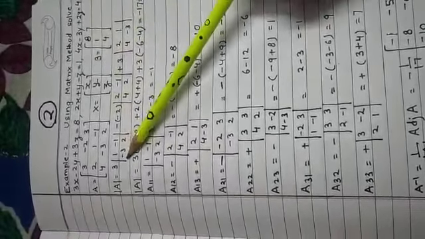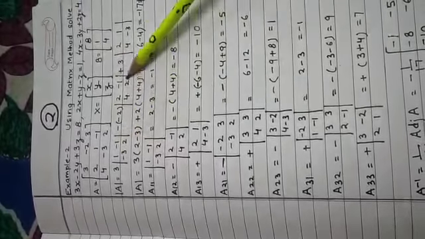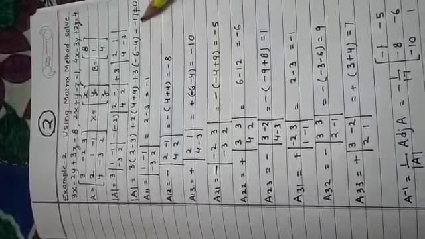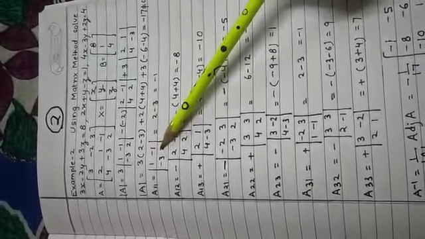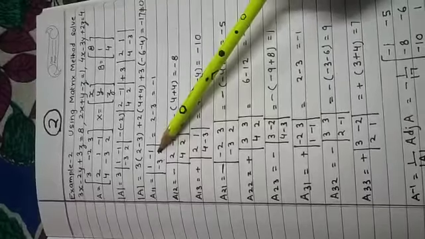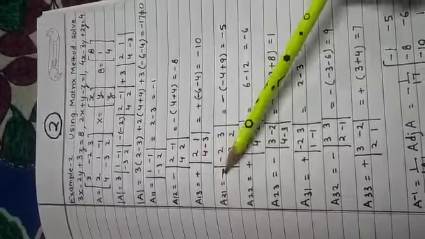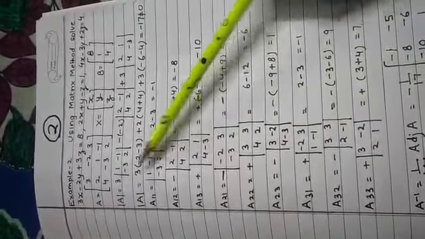First of all, we find out the determinant. We know how to find the determinant. You can see we are getting the value of the determinant as minus 17. It is not 0, so we go ahead and find the cofactors. A11 plus, then minus, then plus, then minus, plus, minus, plus, minus, plus.